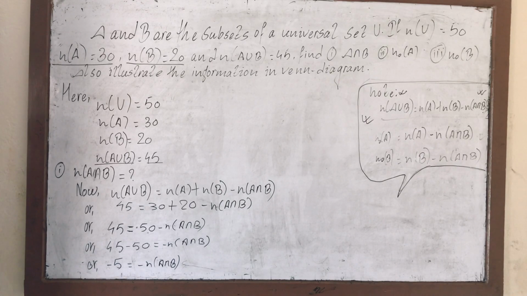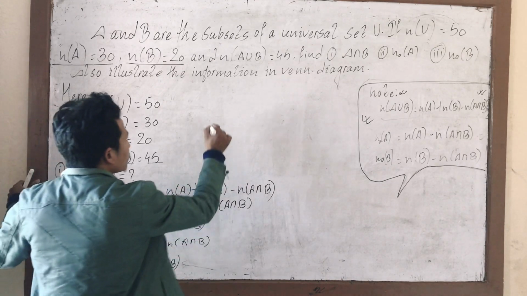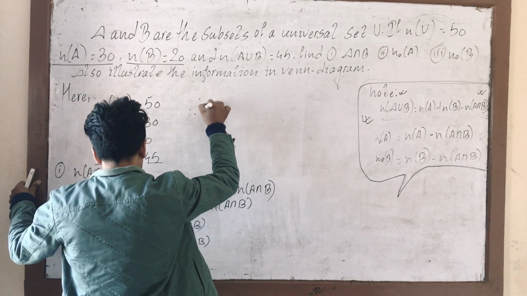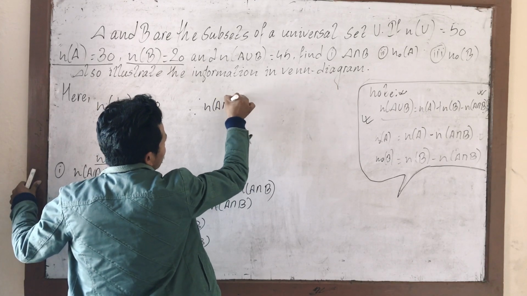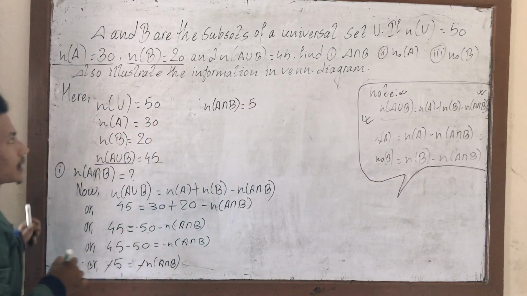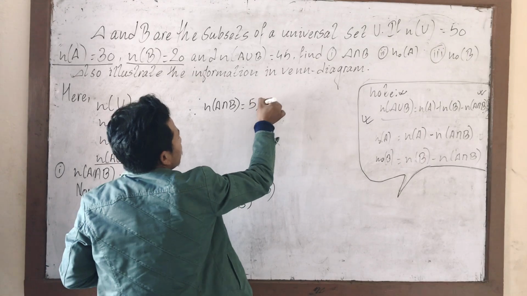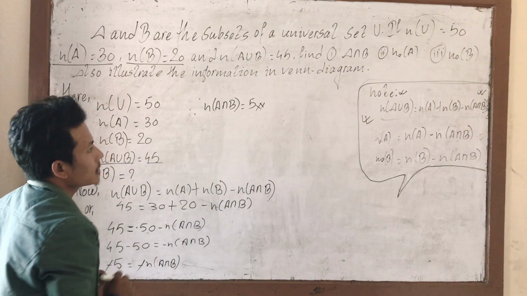Last time I also taught you in equations, if there is a minus on both sides we can cancel it and make it a plus. So therefore the number of A intersection B is equal to 5. That's how we find out A intersection B. So what is the number of A intersection B? It is 5. We have just found it out. That's how we complete it by using these kinds of formulas.